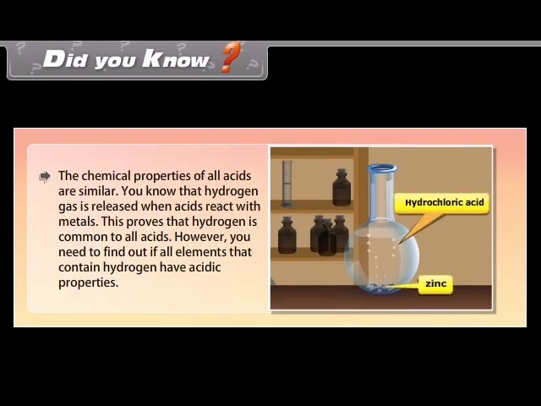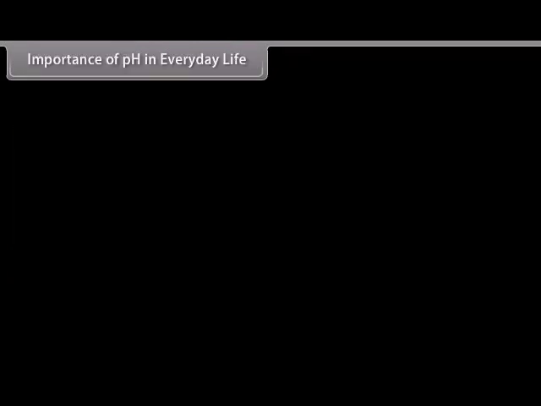Did you know the chemical properties of all acids are similar? You know that hydrogen gas is released when acids react with metals. This proves that hydrogen is common to all acids. However, you need to find out if all compounds that contain hydrogen have acidic properties.